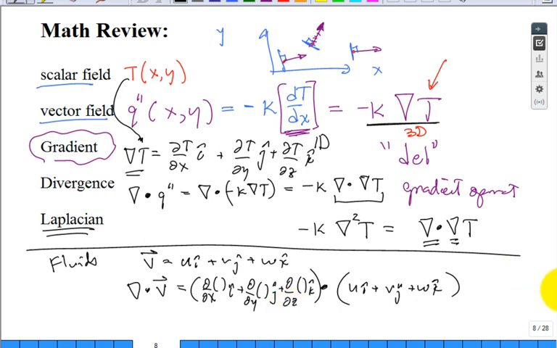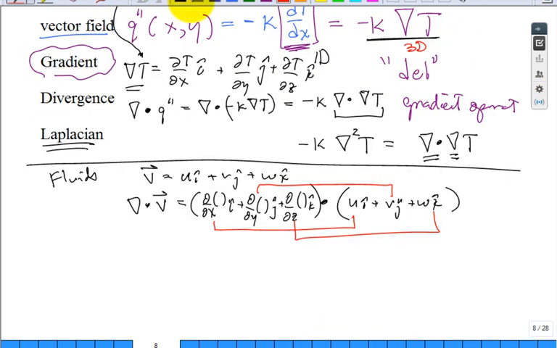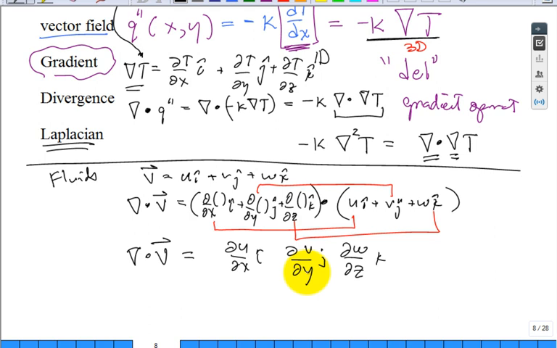Now when you do the dot product, both the x components and the y components and the z components are made to be happy, so let's finish this out. The divergence of the velocity vector field would be the partial of U with respect to x, the partial of V with respect to y, and the partial of W with respect to z. And then what do I do? Do I put an i and a j and a k there, or do I just add them without the i, j, k? No i, j, k, you're absolutely right. Thank you so much.